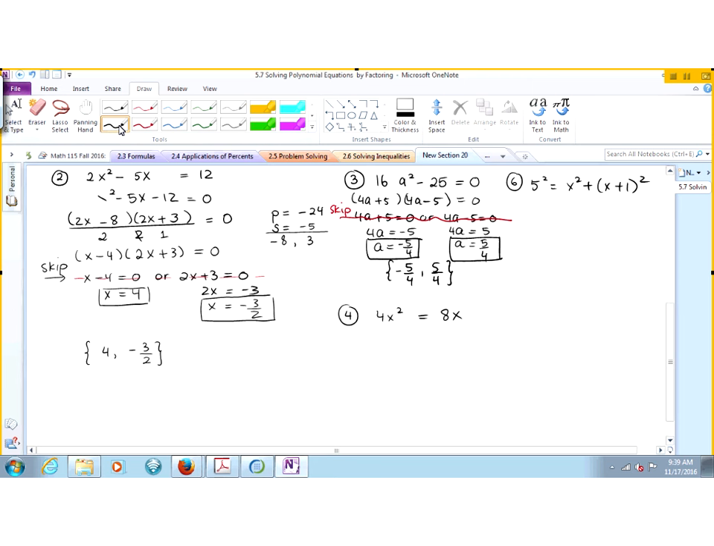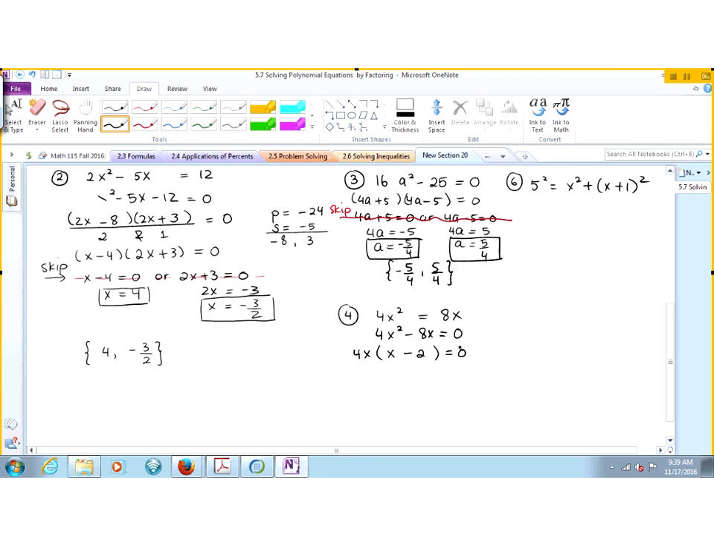Is number 4 here in standard form? No. So let's change it to standard form. How? So 4x squared minus 8x is equal to 0. Okay, guys, can you focus, please? So let's see here. What can we factor out? 4x. So this is the greatest common factor, 4x. If I factor out 4x, what am I left with?